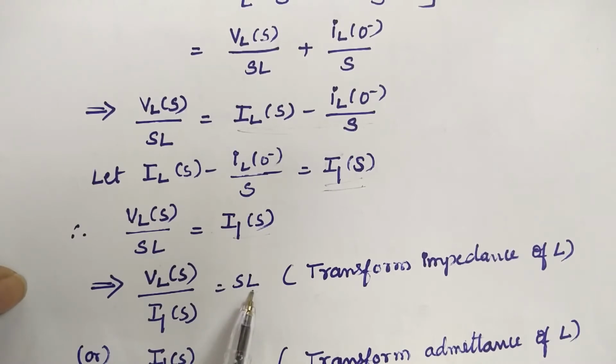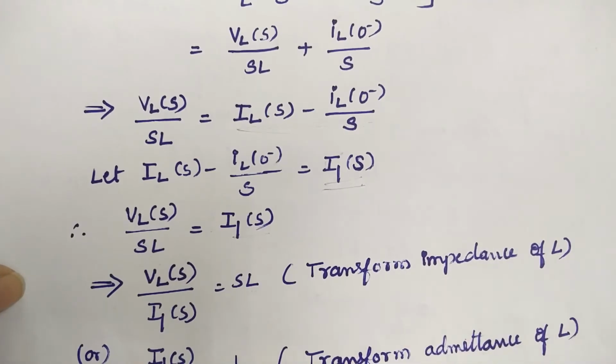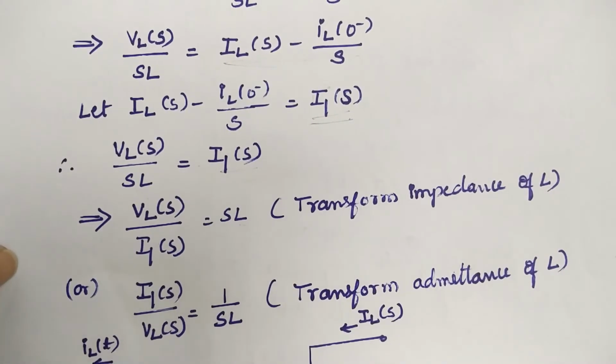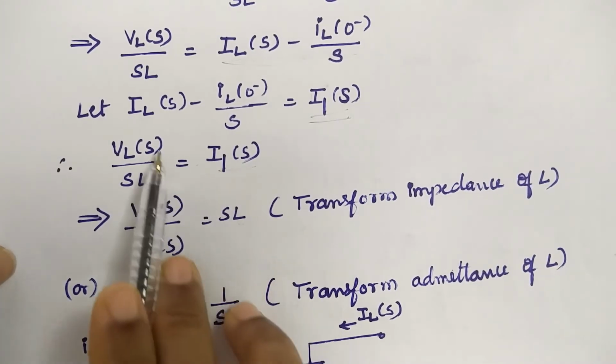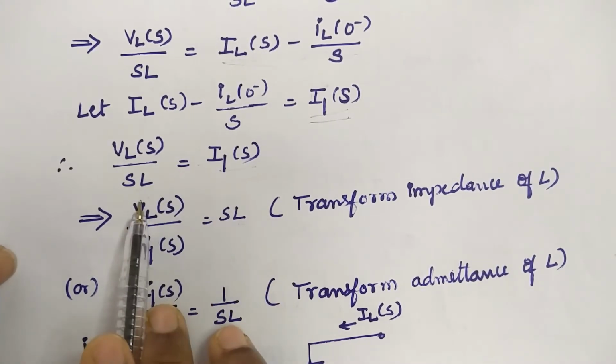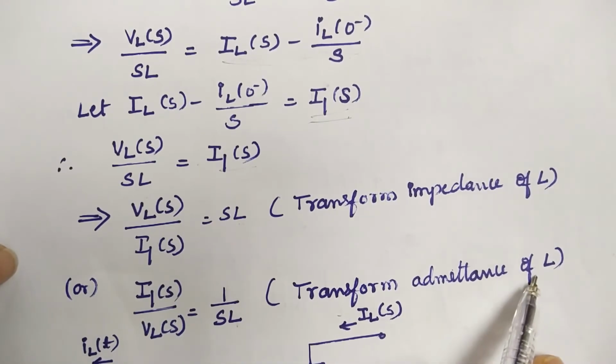So same expression we have got here. When we consider the first voltage equation, we'll be getting the same kind of expression. So this is a transformed impedance of inductor. Or you may calculate transformed admittance. Simply take I by V. So I1 of S by V1 of S is equal to what? 1 by S. So this is the transformed admittance of inductor.